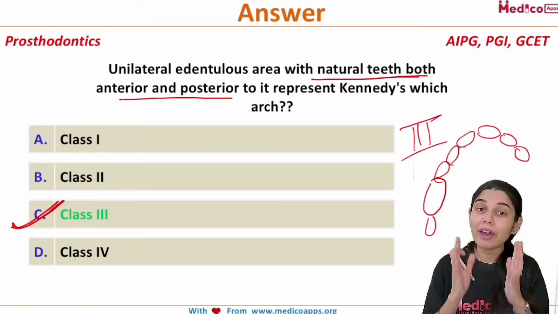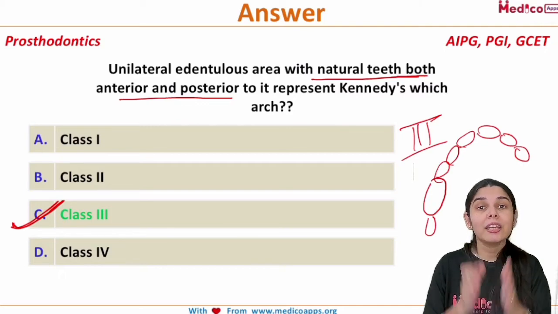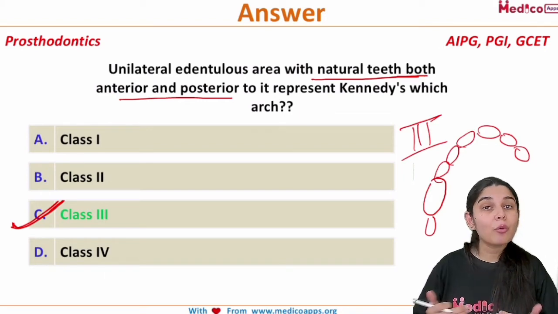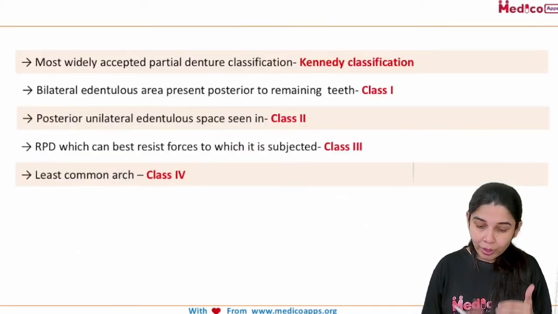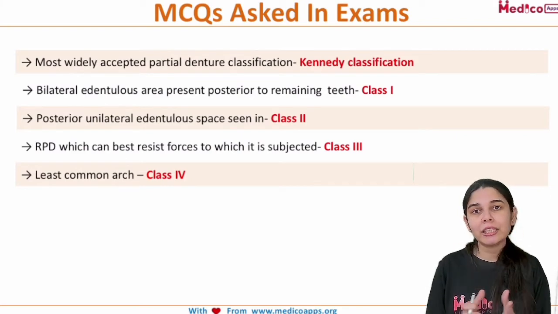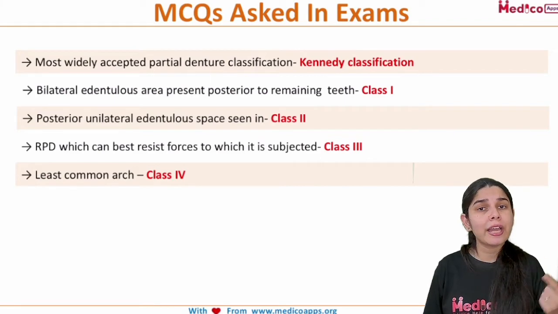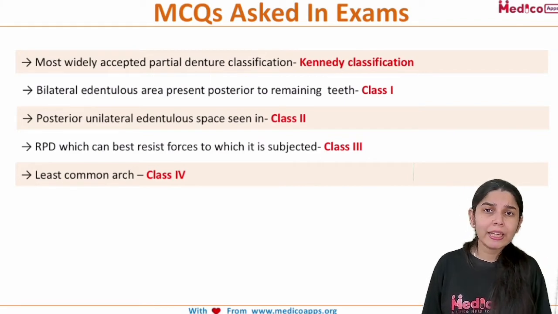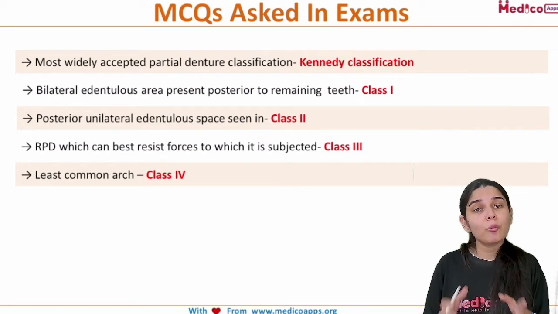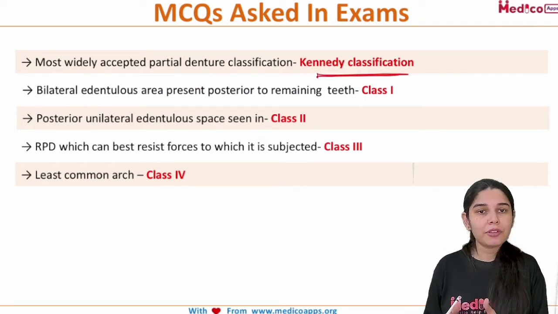I hope you have understood this class and how we have classified the partially edentulous arch. Now this is not the end. I want to also discuss a few more MCQs which have been asked in the exam from Kennedy's classification, a few of the most important and repeated questions. Firstly, the most widely accepted partial denture classification. Even if it is asking you just partial denture classification, the answer will be Kennedy's classification.